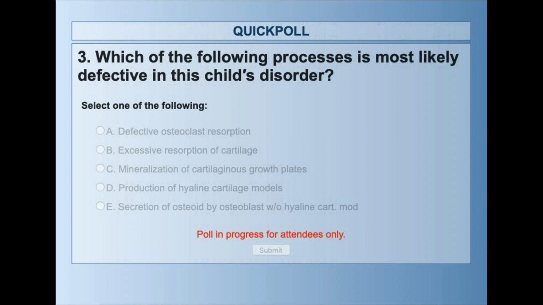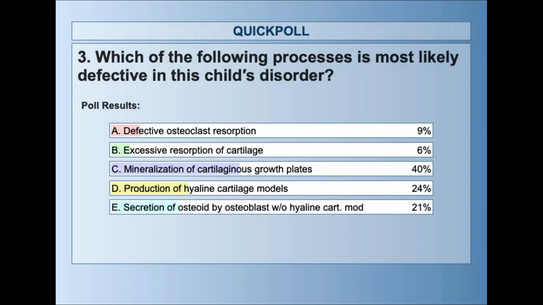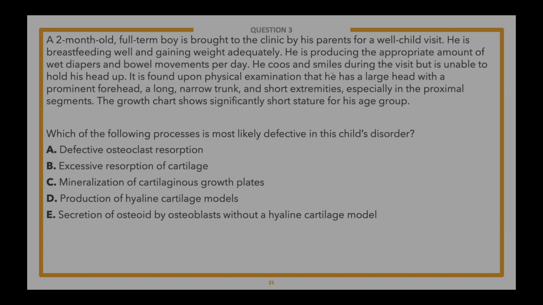I see some people mentioning the condition, but remember, that's not what this question is asking. All right, we'll give all of you a few more seconds here. And let's go ahead and take a look and see what you selected. It looks like 40% of you selected C, mineralization of cartilaginous growth plates. And in second place was D, production of hyaline cartilage models. So let's see what the correct answer is.